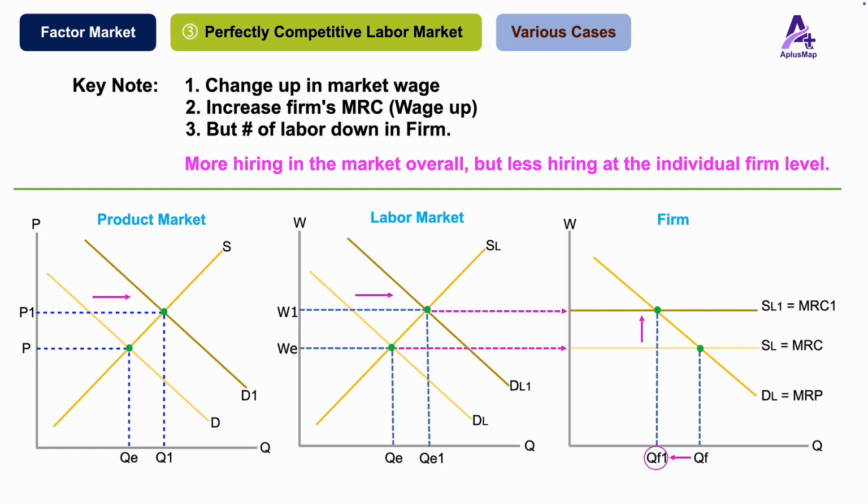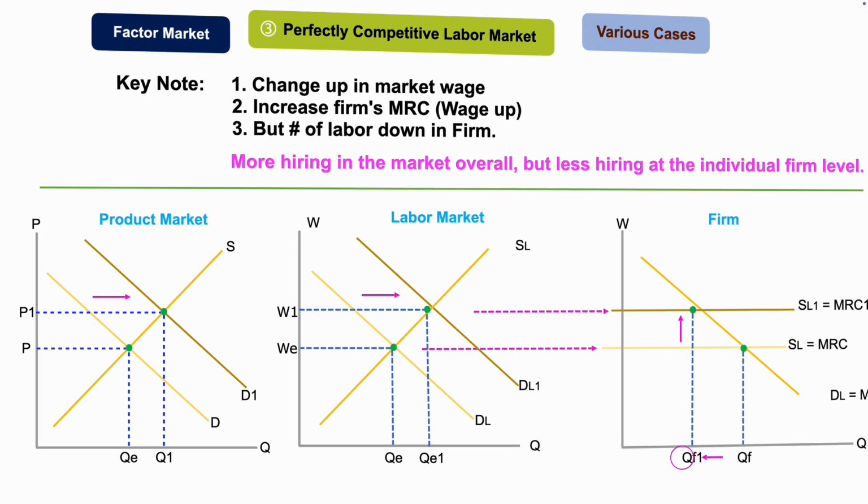Right. So keynotes for this one, because it's tested often. First, market wage increases. Second, the firm's MFC, its wage cost, increases. Third, the quantity of labor hired by the firm decreases, leading to that conclusion. More hiring in the market overall, but less hiring at the individual firm level. Definitely practice that one. Will do.